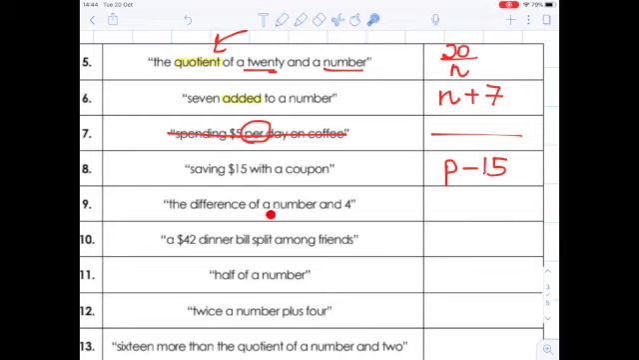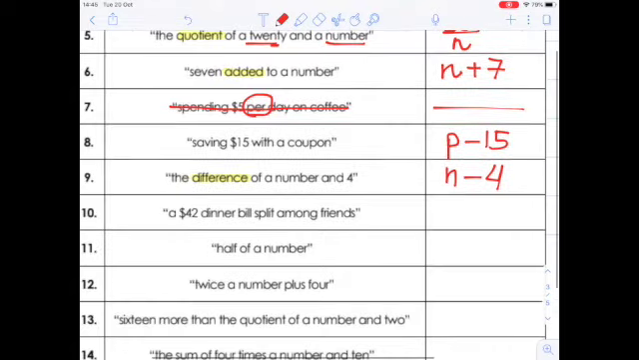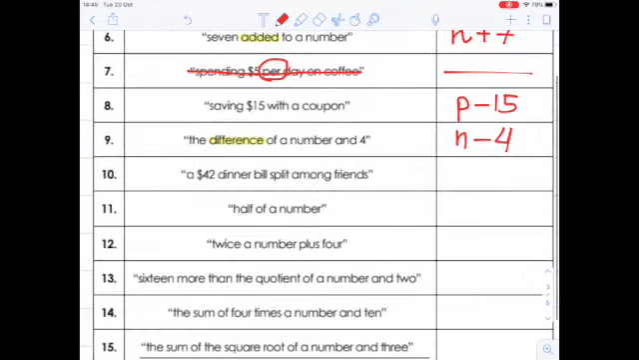Number 9, the difference of a number and 4. Once again, difference, you have to know what it means. It means the result of a subtraction of a number and 4. So a number, I don't know what number it is, so I'm going to call it n, and the difference between a number and 4.